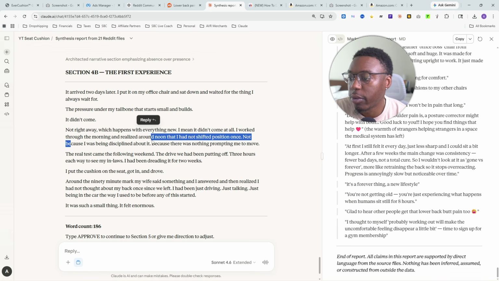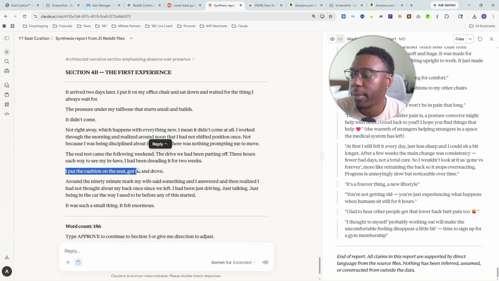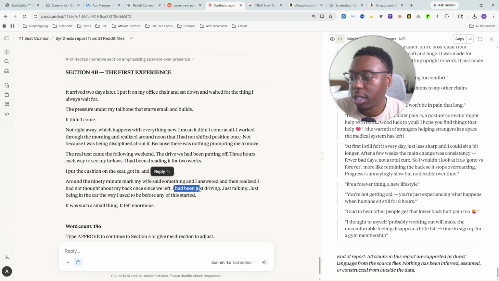I worked through the morning and realized around noon that I had not shifted position once. Not because I was being disciplined about it, but because there was nothing prompting me to move. The real test came the following weekend. The drive we had been putting off, 3 hours each way to see my in-laws. I'd been dreading it for 2 weeks. I put the cushion on my seat, got in, and drove. Around the 90-minute mark, my wife said something that I answered and then realized I had not thought about my back once since we left. I had been just driving, just talking, just being in the car the way I used to be before any of that started. It was such a small thing, it felt enormous.